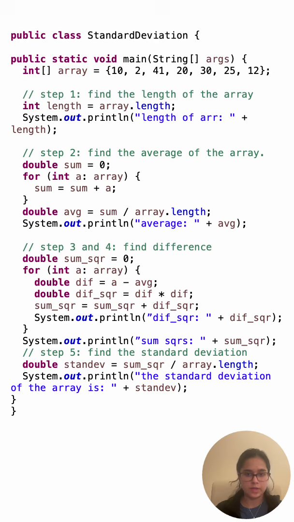And then you would find the difference. So basically you would take the average and subtract it by all these numbers in the array, and then you would take the square. So you would square all of those numbers, all of the differences that you found. Then you would take the sum of all of the squares, and then you would divide it by the number of numbers you have in the array.